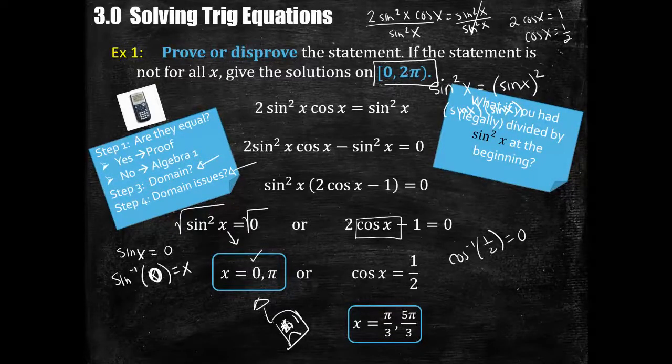Right, so we would have just lost a solution by dividing by it. It's totally legal math, but I just lost a solution. I lost what happens when sine of x, sine squared x equals 0. Right, and that's where we want to remember factoring.